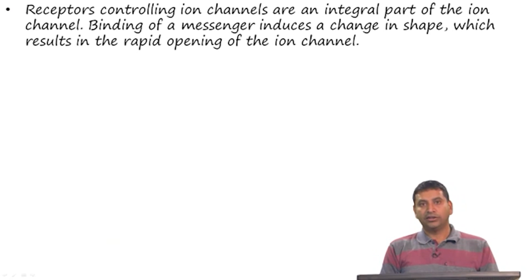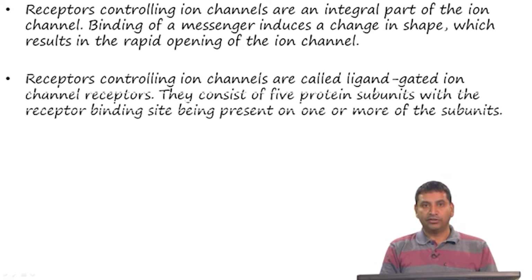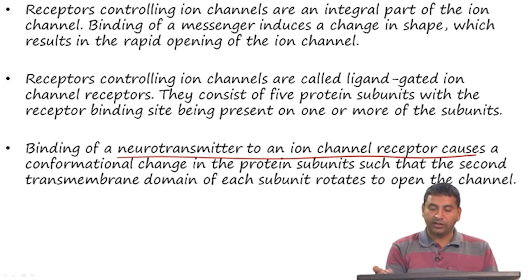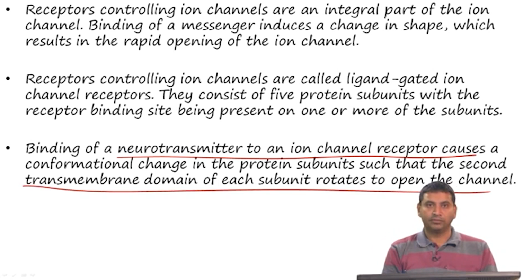Receptors controlling ion channels are an integral part of the ion channel. Binding of a messenger induces a change in shape, which results in rapid opening of the ion channel. These are called ligand gated ion channels, and they consist of 5 protein subunits, with the receptor binding site being present on one or more of the subunits. Binding of the neurotransmitter causes a conformational change in the protein subunits, such that the second transmembrane domain of each subunit rotates to open the channel. This is something we looked at in the previous lecture; it is just a recap.